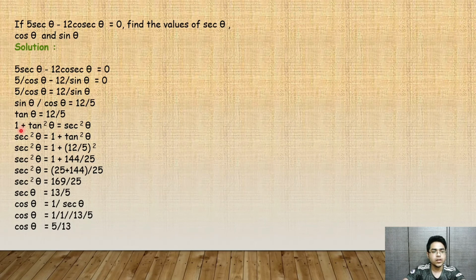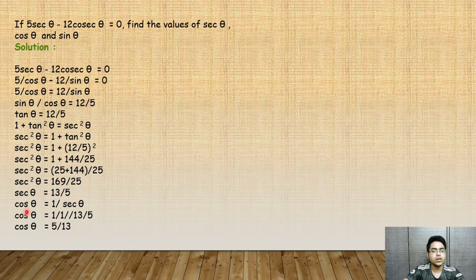Now we know from the identity that 1 plus tan square theta is equal to sec square theta. So sec square theta is equal to 1 plus tan square theta, which is 1 plus (12 divided by 5) whole square. Now sec square theta will be equal to 1 plus 144 divided by 25. Cross multiplying 25 with 1, we get sec square theta is equal to (25 plus 144) divided by 25. So sec square theta is equal to 169 divided by 25, and sec theta will be equal to 13 divided by 5.